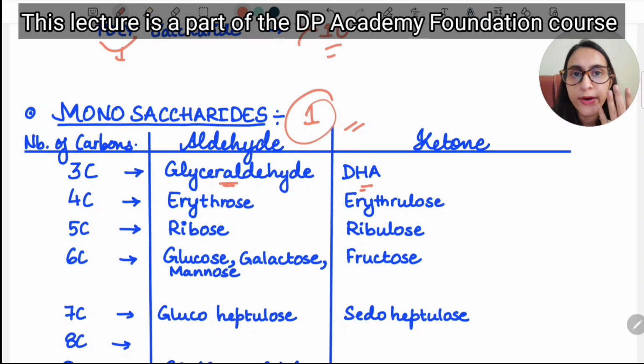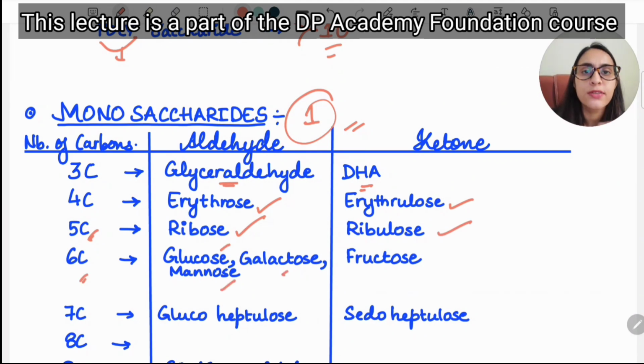If the number of carbons is 4, then the aldehyde is erythrose and the ketone is erythrulose. If the carbons are 5, then the aldehyde is ribose and the ketone is ribulose. If it is 6, then glucose, galactose or mannose if the functional group is aldehyde, and if the functional group is ketone, it is fructose.